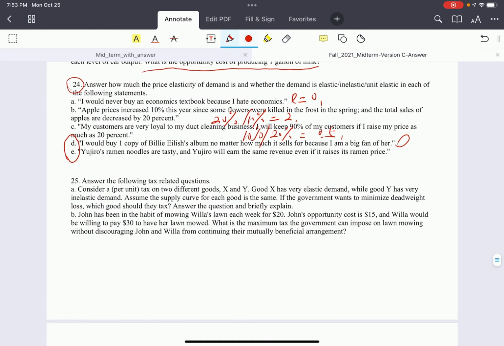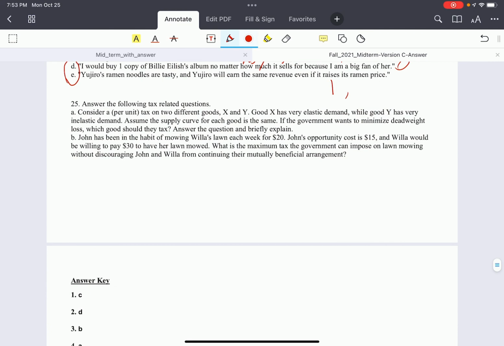And then he says these ramen noodles are tasty, so the restaurant will earn the same revenue even if it raises its ramen price. So here it basically says if the seller increases the price, then revenue would stay the same. And we learned this from both the lecture note and homework. If the elasticity is 1, then the revenue would stay the same even if there is a price change. So in this case, you can see that elasticity is 1, so it's unit elastic. Okay, the last question.